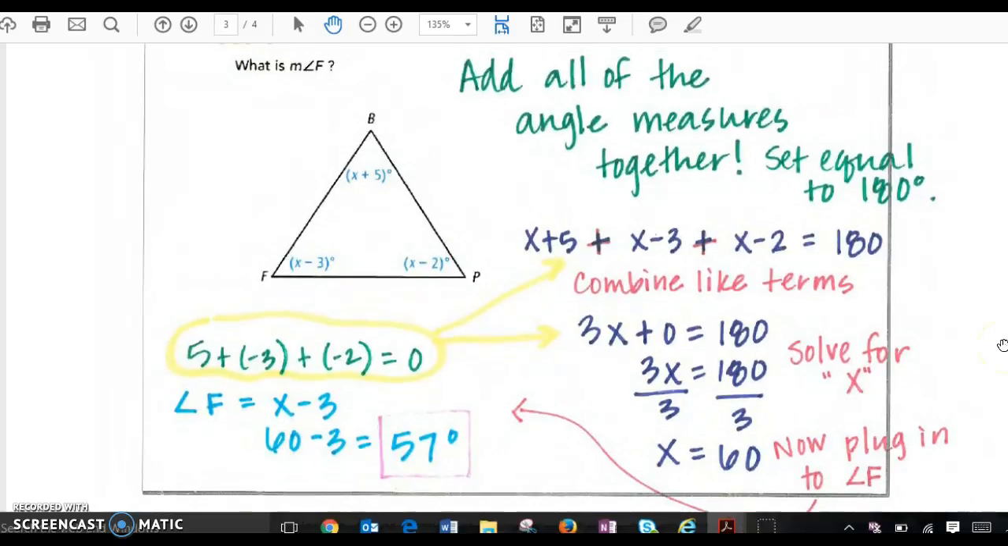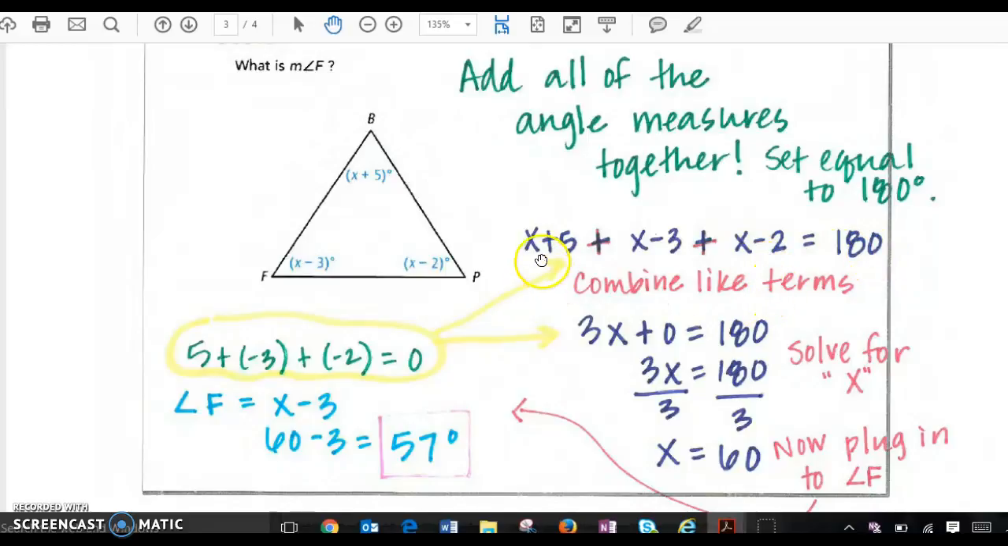This one is a little bit more complicated, but still totally doable. You're just solving equations basically. It's asking you for the measure of angle F, which is represented by the expression x minus 3. So the first thing you need to do is add up all three expressions for angles F, B, and P, which are x plus 5, x minus 3, x minus 2. Add all of them together, set them equal to 180 degrees.